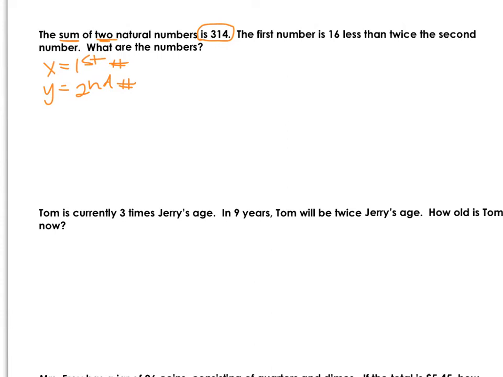So that's an easy equation to generate. x plus y equals 314. It says the first number is... so the first number, that would be x equals 16 less than, that means we're going to subtract 16 from something. Twice the second number. If it's twice the second number, that means we're doubling the value of that second number.